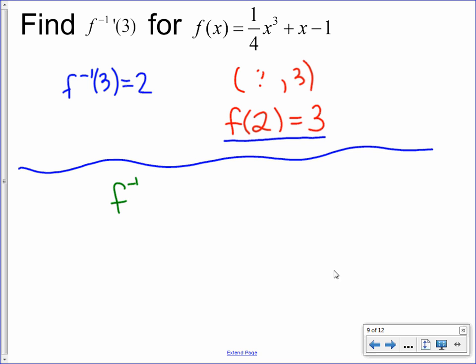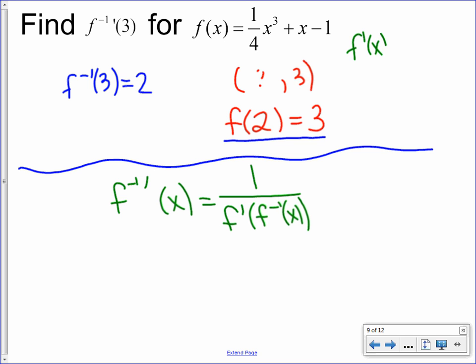So, the inverse derivative is 1 over f prime of the inverse. Okay? So what do we need to know about f? We need a derivative for f. So what is f prime? 3/4 squared. Excellent.